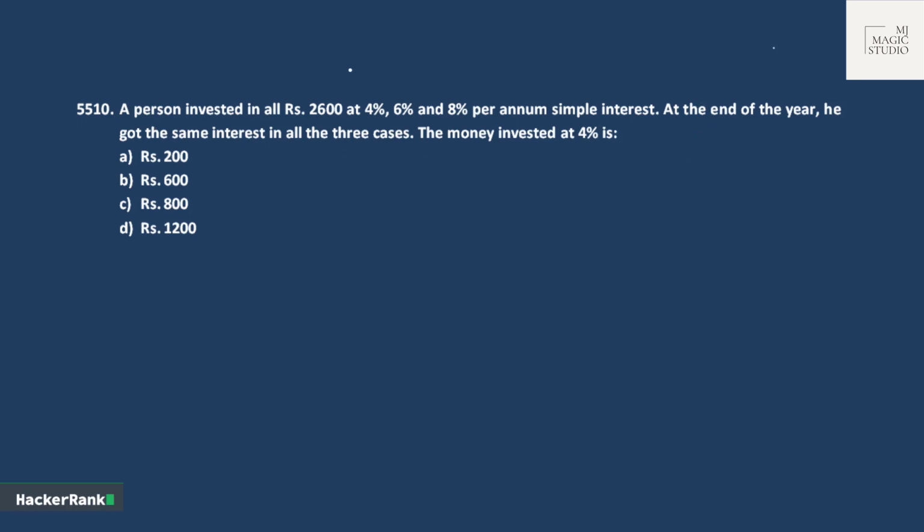A person invested in all a total of 2600 at 4%, 6%, and 8% per annum simple interest. At the end of the year, he got the same interest in all the 3 cases. So that means interest from the first case is 4x by 100. Let me write this as 4x is the same as 6y is the same as 8z. Here lies the trick now.